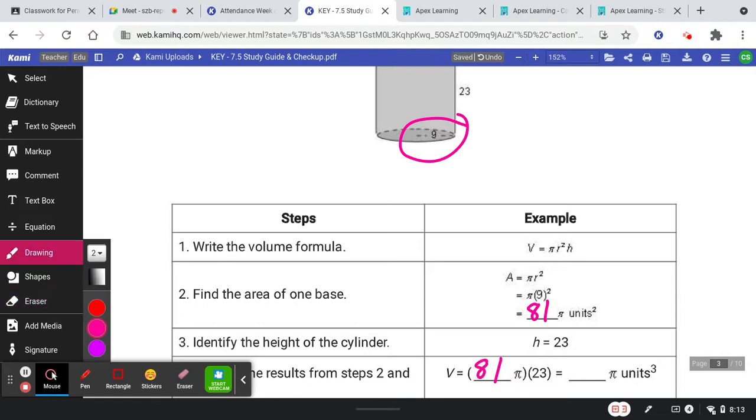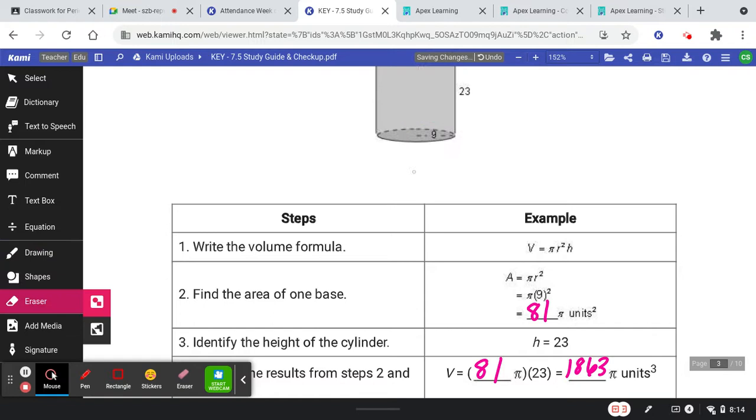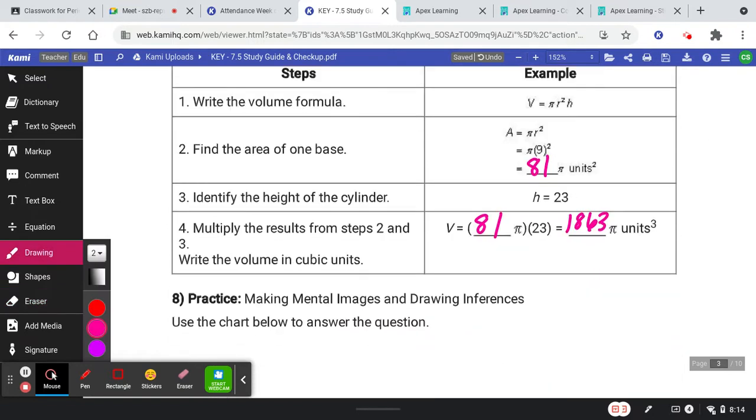81 times 23. What did you get, Daniel? 1863? Like that? Perfect. Someone else confirm they got that? And then you guys don't forget the little pi. 1863 pi units cubed. Cubic units. So power of 3, we say cubed because it's a 3-dimensional figure.